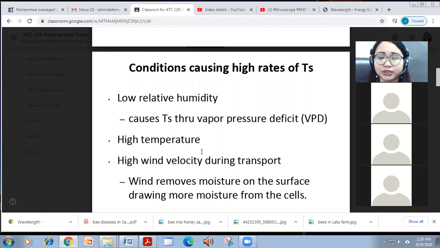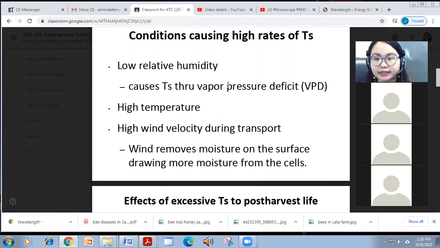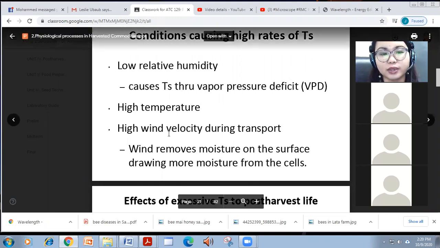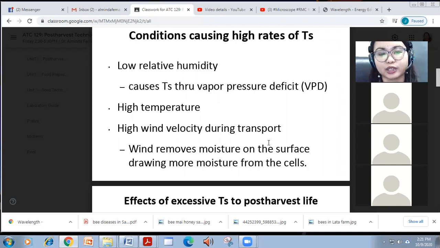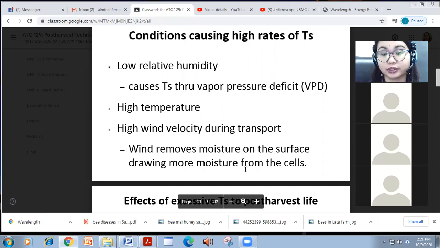And if the temperature is high, if it is so hot, that is how transpiration is governed in plants and even in human beings like us, or animals. If the weather and the temperature are so high, then the transpiration rate is also high. Another one is the wind velocity during transport. The wind will also remove moisture on the surface, drawing more moisture from the cells, so transpiration also increases.